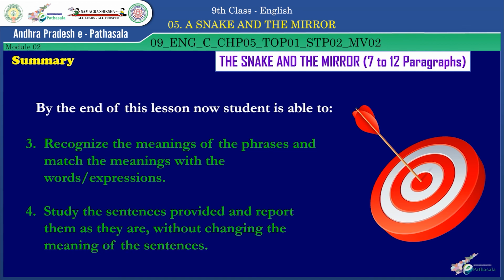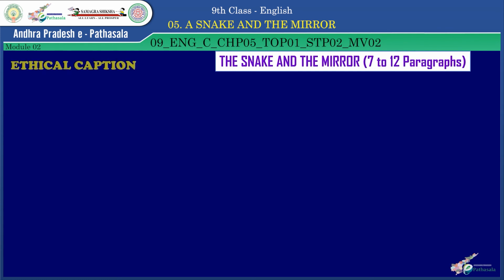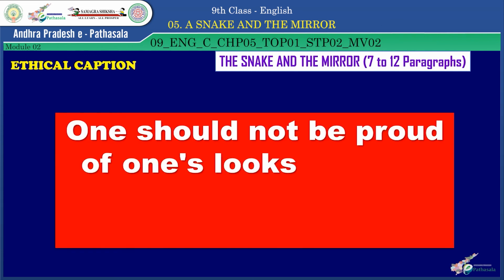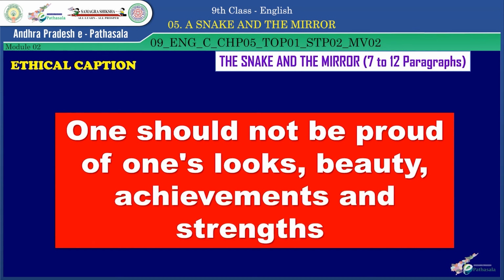Now we are going to have an interesting one, that is the ethical caption of the lesson, The Snake and the Mirror. The moral of this lesson is one should not be proud of one's looks, beauty, achievements and strength.